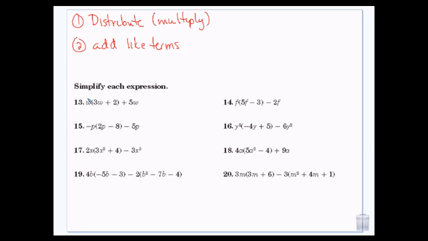Okay, so for number 13, I'm going to distribute that W in. What I'm going to do real quick, sorry, I'm going to give myself more room.